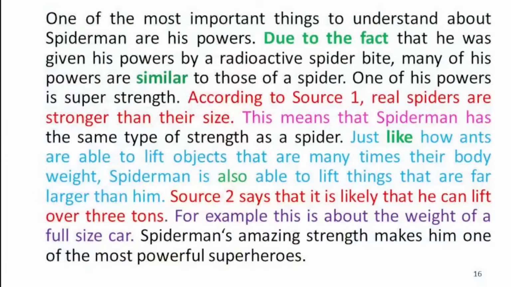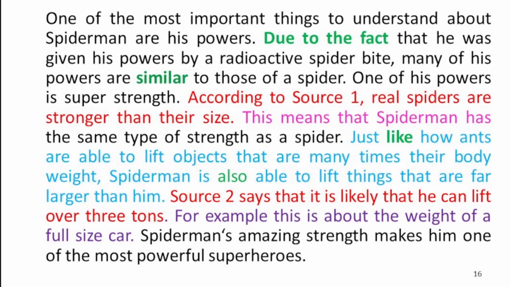Now we're going to read as a writer. One of the most important things to understand about Spider-Man are his powers, due to the fact that he was given his powers by a radioactive spider bite. Many of his powers are similar to those of a spider. Now here we see the phrase due to the fact that. This is a transitional phrase that shows the relationship. Now this is showing cause and effect, due to the fact that. We also see the word similar, which shows a comparison.